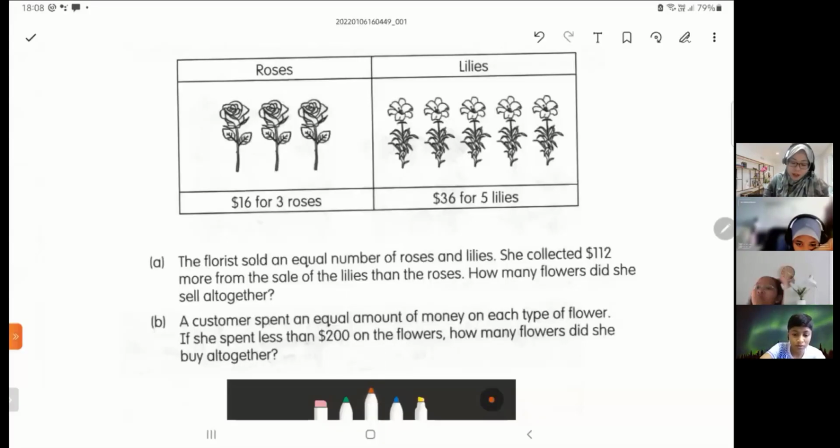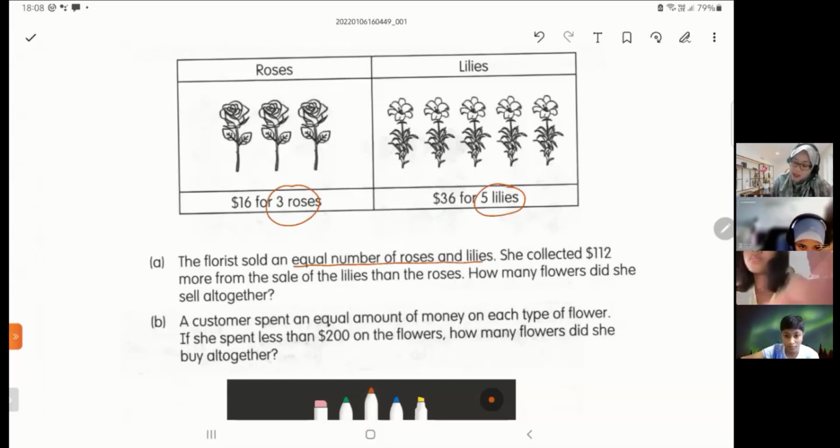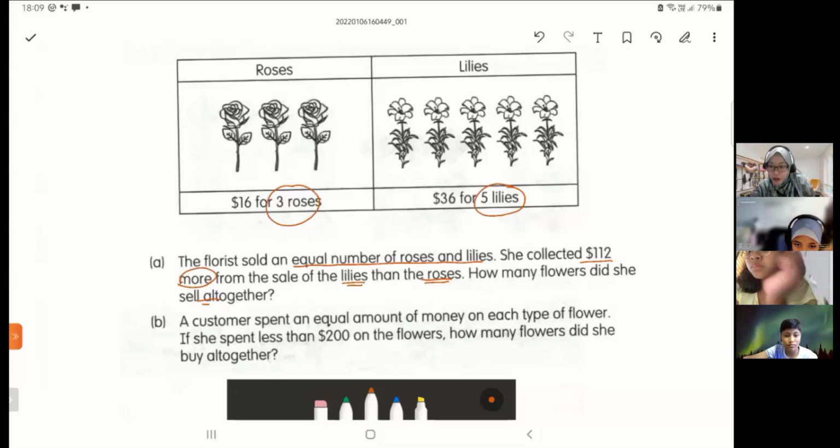Roses and lilies. The roses cost $16 for 3 roses, and the lilies cost $36 for 5 lilies. The florist sold an equal number of roses and lilies. She collected $112 more in the sale of lilies than the roses. How many flowers did she sell altogether? This is like the grouping concept, right? We did it just now. The grouping concept means you need to find the big difference and the small difference. Okay, we do that method first.